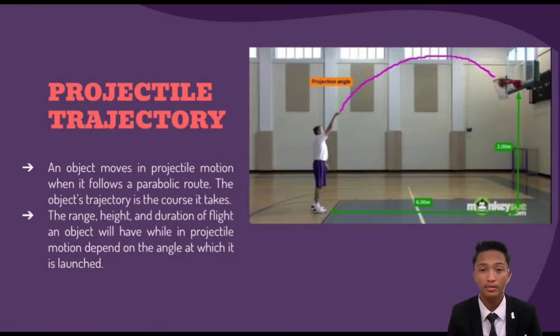The path an object takes is called its trajectory. In projectile motion, an object's range, height, and duration of flight are all dependent on the angle at which it is launched. Because of the ball's projection, height, and curve angle from where the player is standing, we can see that the player's free throw can reach a ring that is 3 meters high.